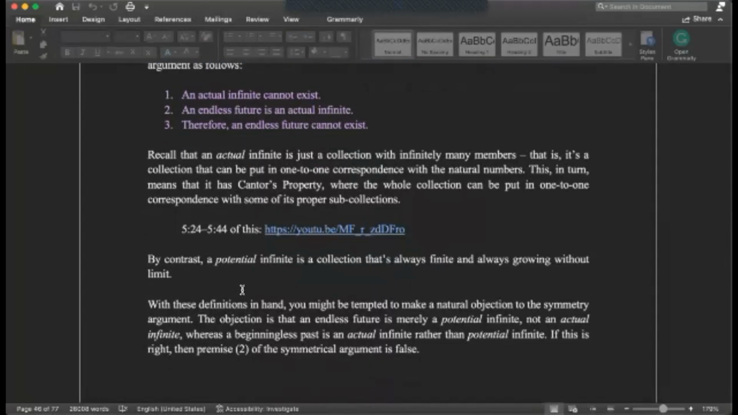With these definitions in hand, you might be tempted to make a natural objection to the symmetry argument, this symmetry argument up here. The objection is that an endless future is merely a potential infinite, not an actual infinite, whereas a beginningless past is an actual infinite rather than a potential infinite. If this is right, then premise 2 of this symmetric argument is false.